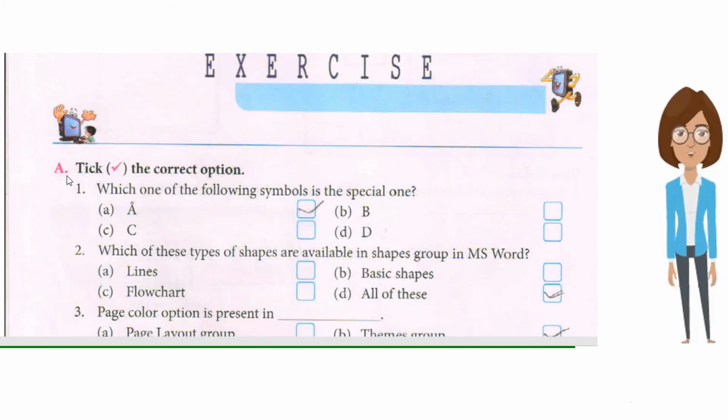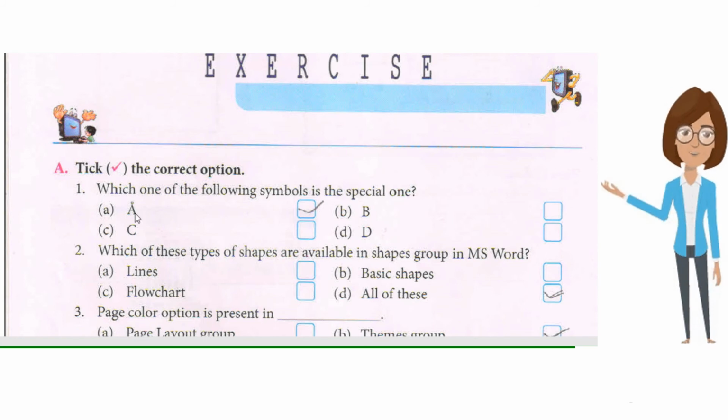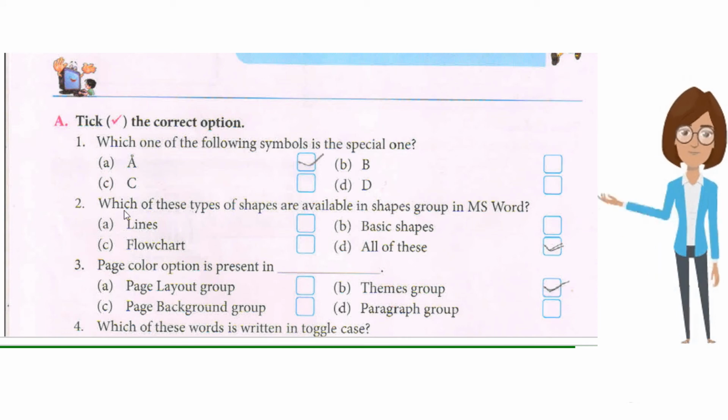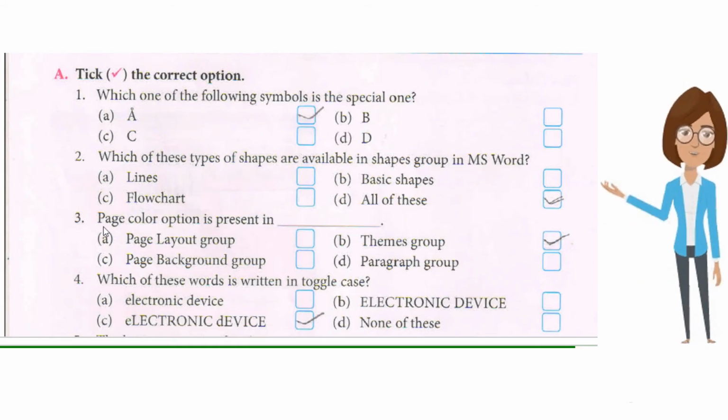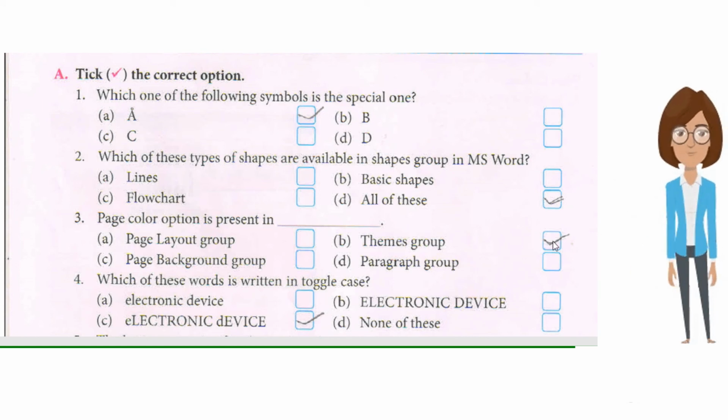Exercise A. Tick the correct option. 1. Which one of the following symbols is the special one? Answer. 2. Which of these types of shapes are available in shapes group in MS Word? D. All of these. Answer. 3. Page color option is present in dash. B. Themes group. Answer.